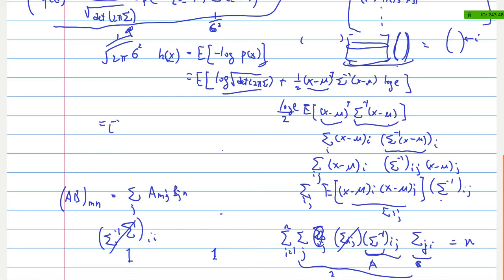So therefore I have the expectation of the log determinant, or actually I don't need the expectation. The determinant is a scalar, therefore we can pull it out. The whole thing is constant: log determinant of 2 pi sigma, plus n log e over 2, or I can write it as a log of e to the n times the determinant of 2 pi sigma. That's the entropy for the multivariate normal distribution.